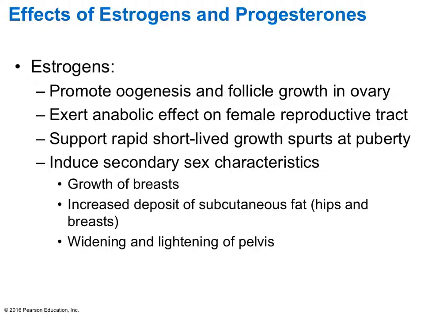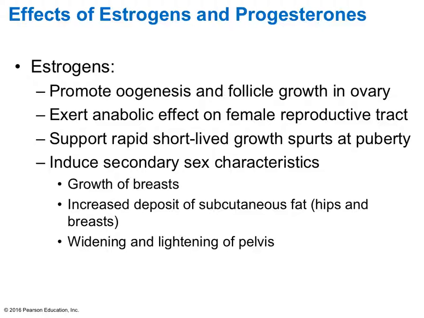Alright, so let's summarize the effects of the ovarian hormones, your estrogens and progesterone. Remember, there are several different estrogens. The main one is estradiol in humans. And estrogen is similar to testosterone in males. It's going to promote the development of the female gamete. And it also promotes the development of the follicle, which of course surrounds the developing oocyte.